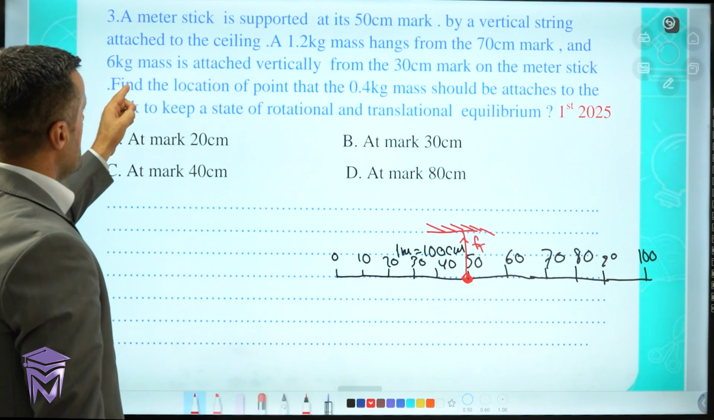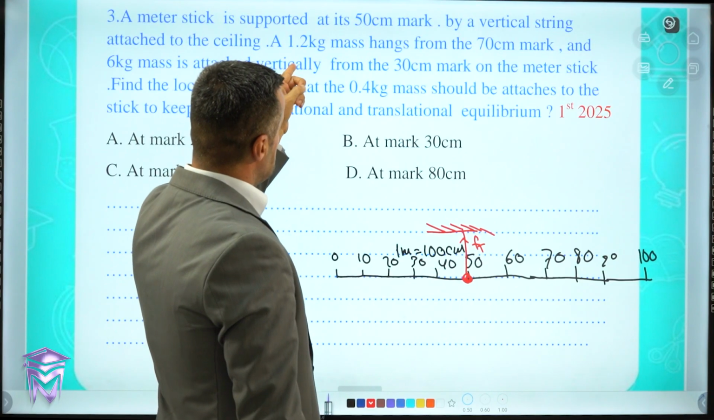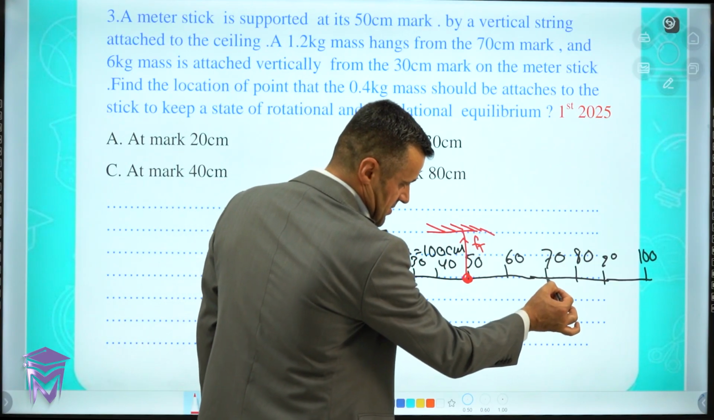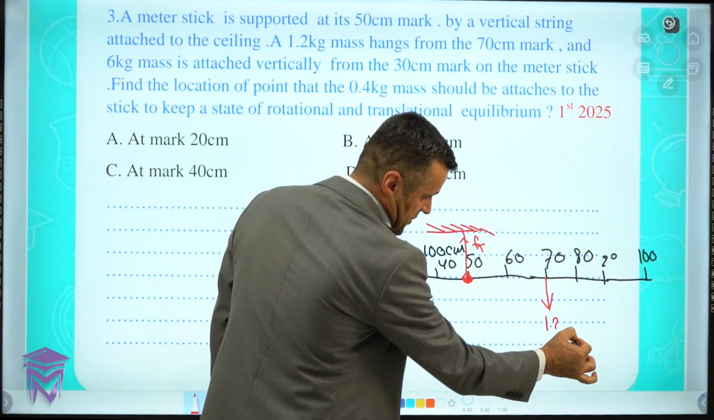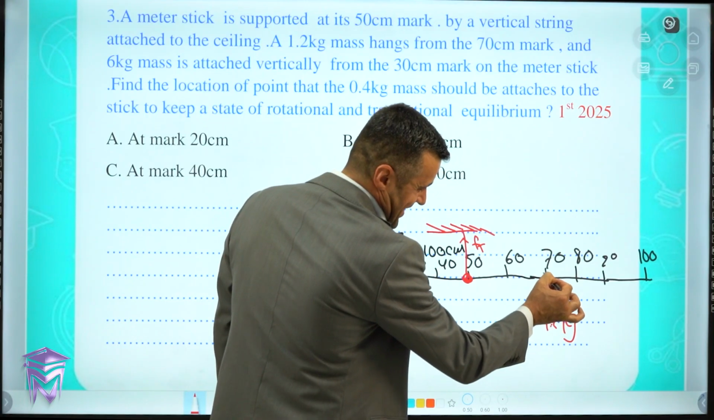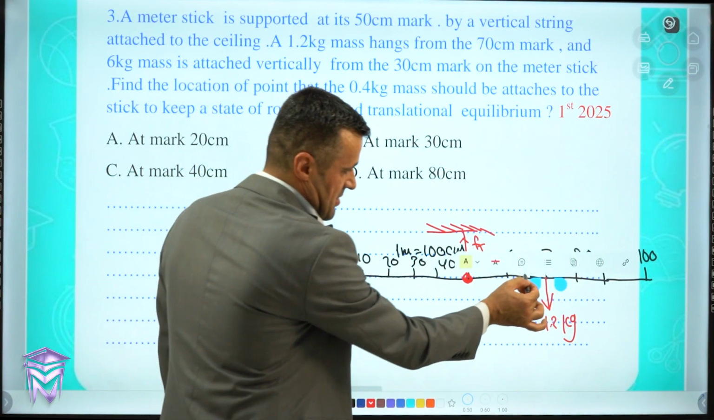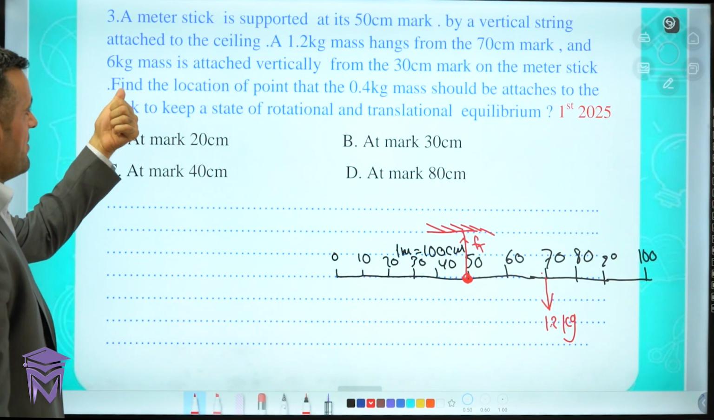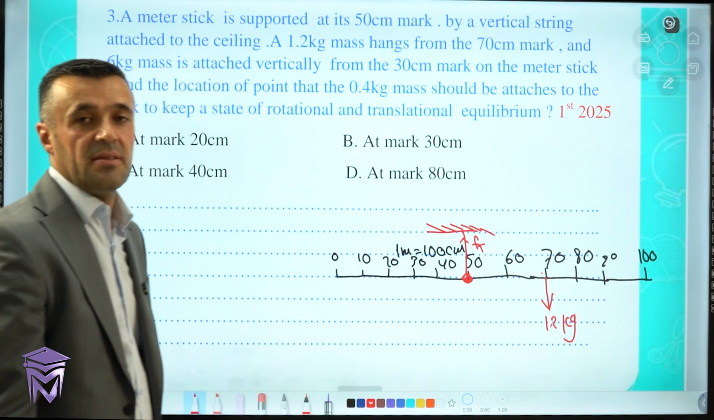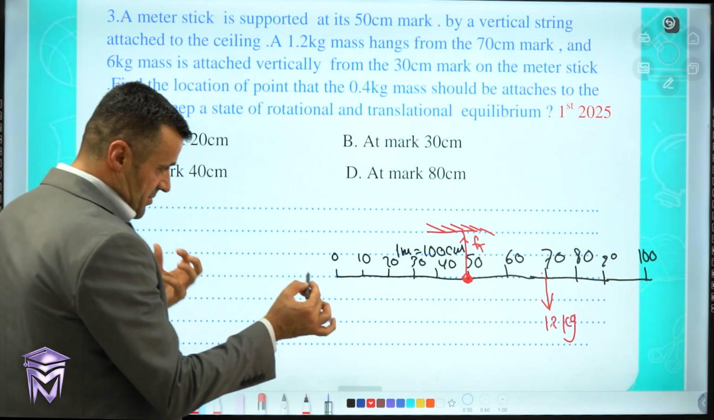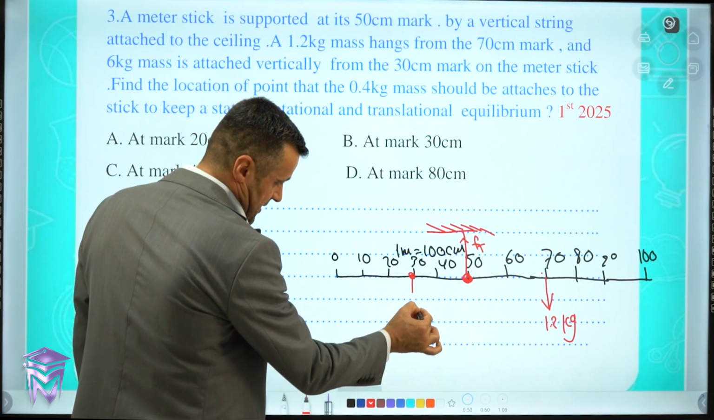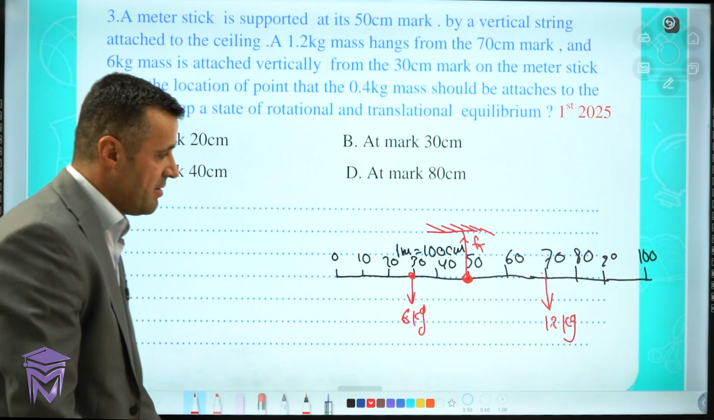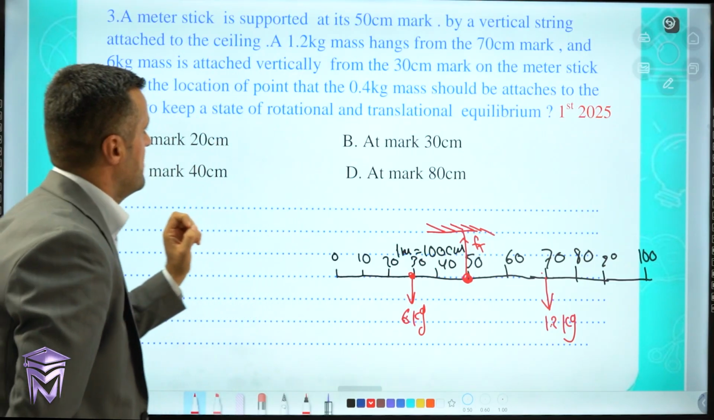Attached to the ceiling, a 1.2 kilogram mass hangs from the 70 centimeter mark. We have a mass of 1.2 kilogram that hangs at the 70 centimeter mark. A 6 kilogram mass is attached vertically from the 30 centimeter mark. We have another mass of 6 kilogram that hangs at the 30 centimeter mark.